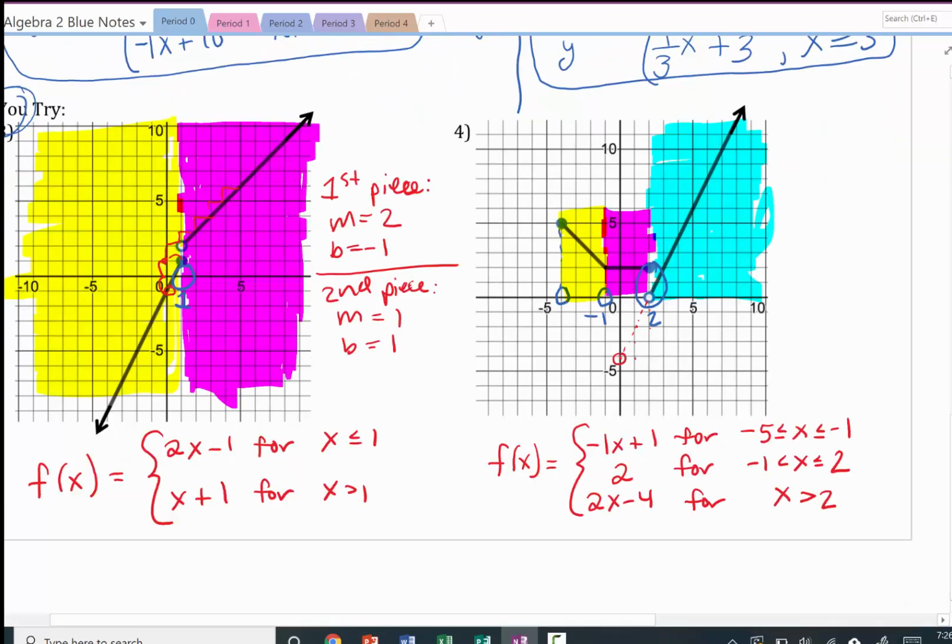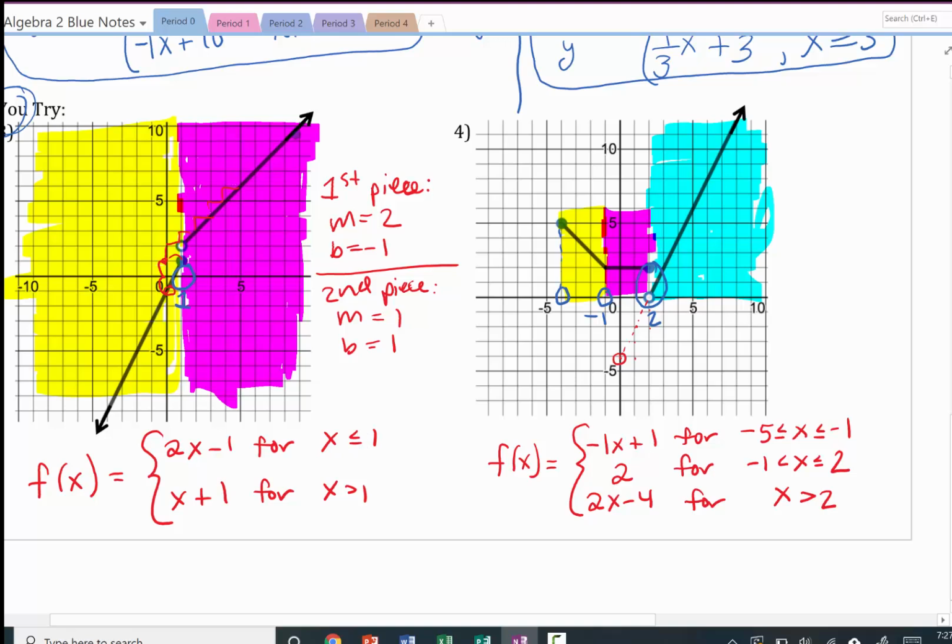Okay, so I'm hoping you tried both of these and you're just checking your answers now. For number 3, there were 2 pieces. So I have 2 equations and 2 inequalities, and they were both rays, so they're only one-sided inequalities. For this piece right here that was arrowing down to the left, that was for x's that were less than or equal to 1. That line had a slope of 2 and a y-intercept of -1. So that was the first ray.